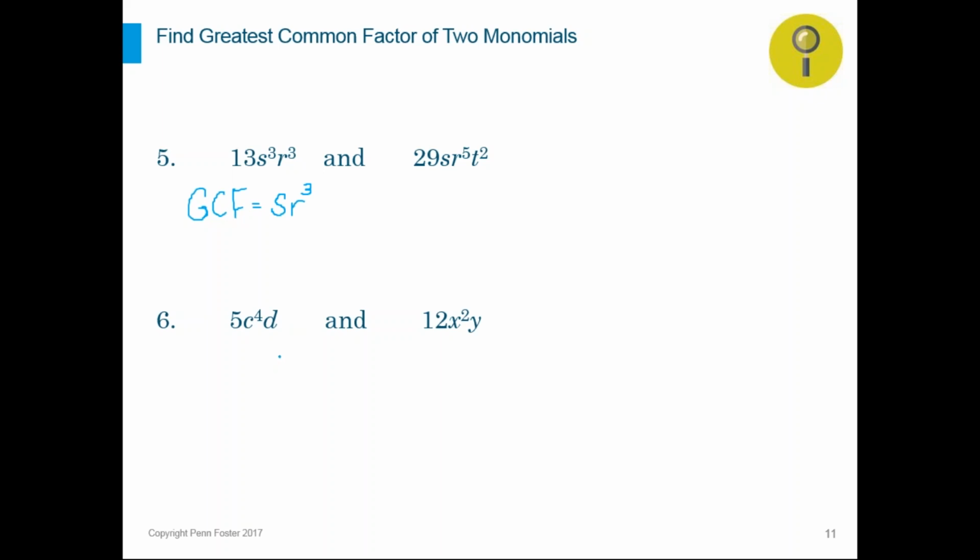One last question, and I'm stressing how to find the greatest common factor between monomials, and I have 6 questions in my webinar on that because this is the building block for what's next.